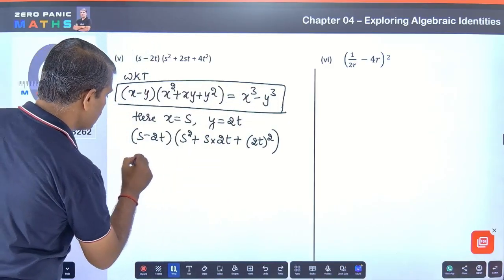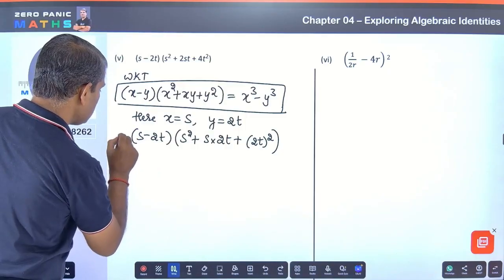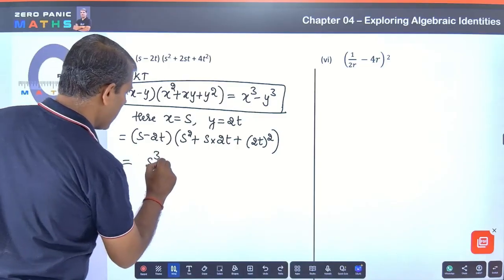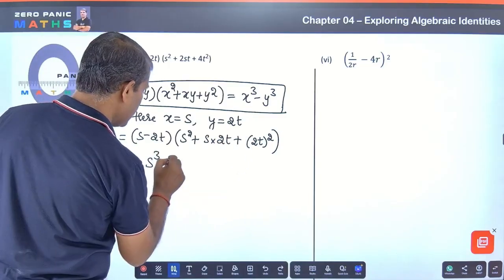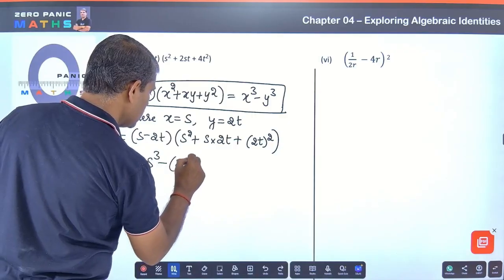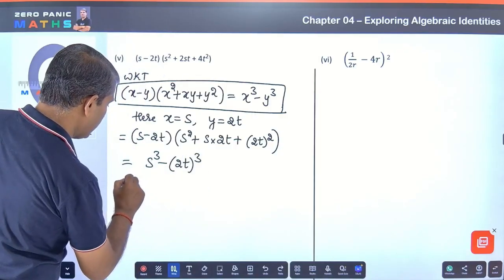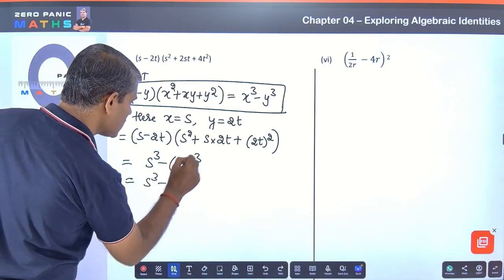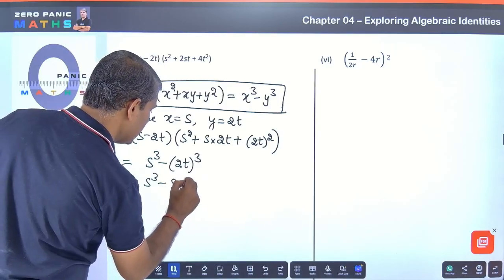And what is x cube? That is s cube. S cube minus y cube. Y cube is 2t cube. And finally, you have to expand this also, right? So it is s cube minus 2 cube is 8 t cube.